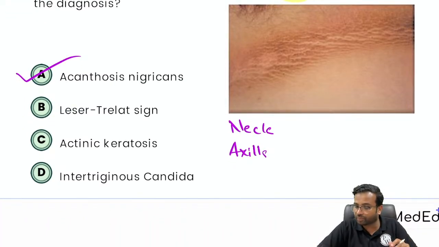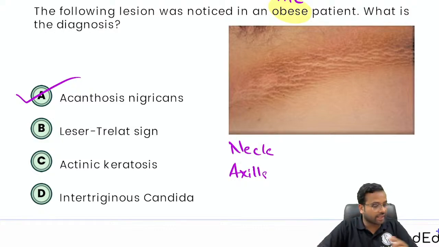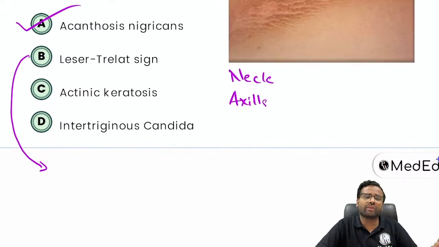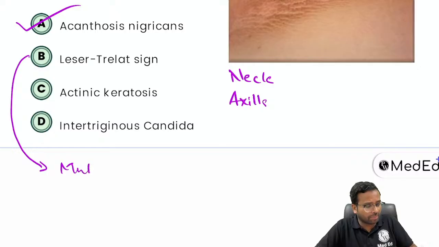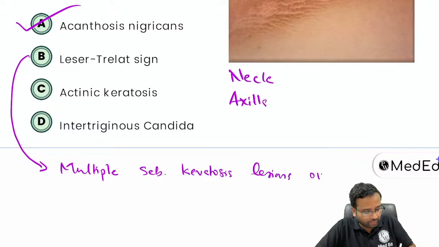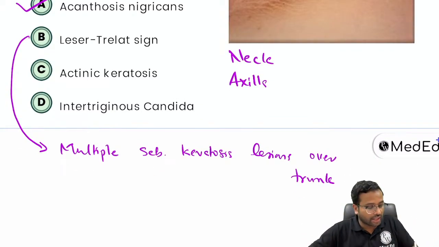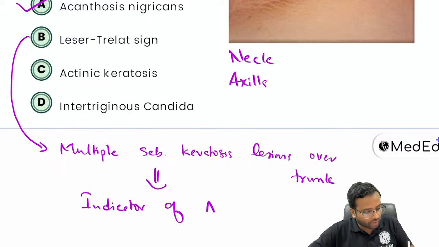So what is Leser-Trelat? Leser-Trelat sign, just wrote it here. Leser-Trelat sign means whenever a patient develops multiple seborrheic keratosis lesions over the trunk. When a patient develops a lot of seborrheic keratosis lesions over the trunk, this can be an indicator of GI adenocarcinoma.